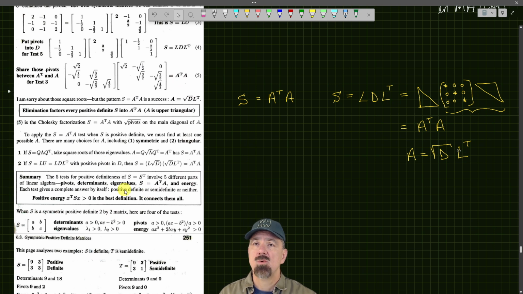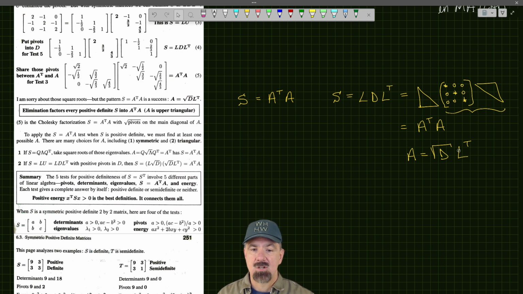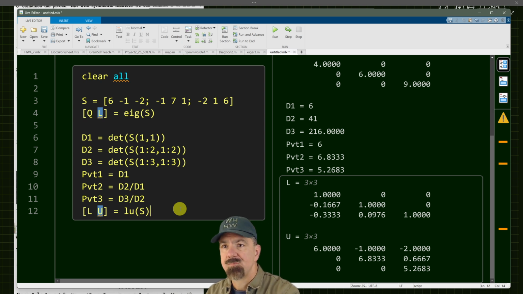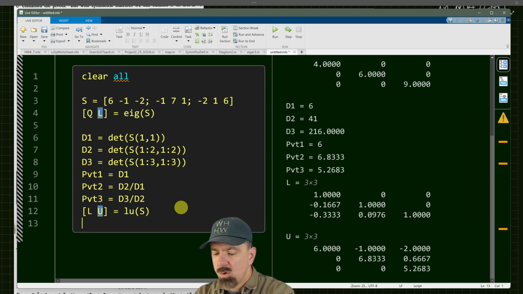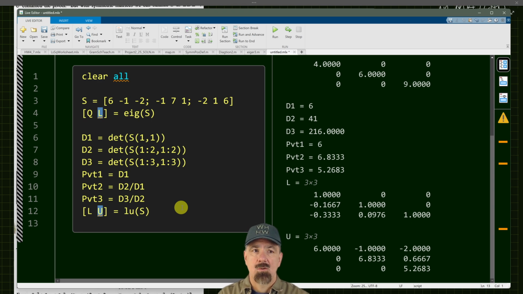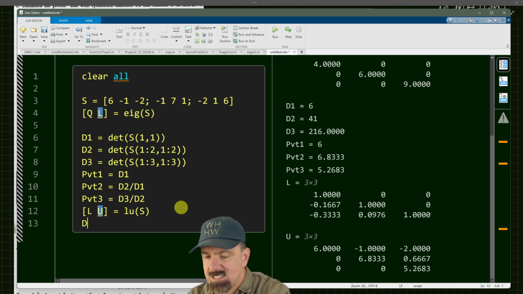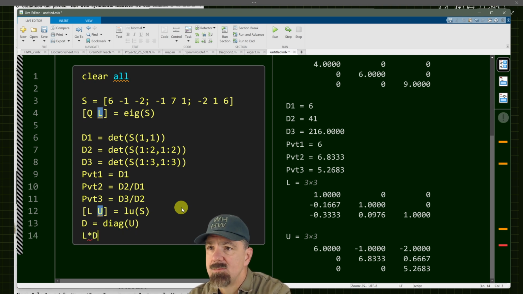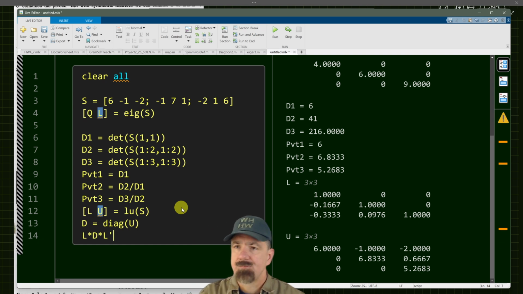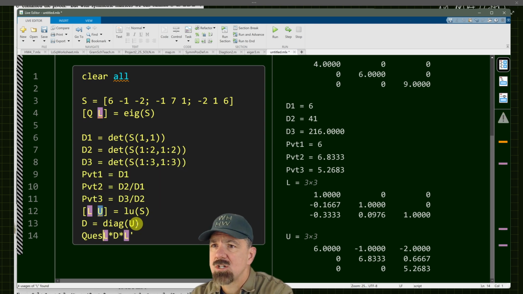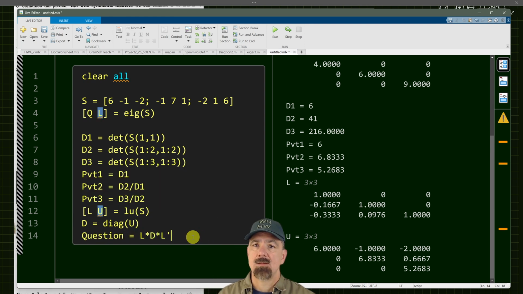We leave you to read through this example. So he provides a specific example here, and he gives us the representation for A. I want to go back to MATLAB and show you how we're going to do this here. So what we're going to do is write down L times D times L transpose, and let's just take a look at that. So if I set D equal to the diagonal matrix of U, then what is L times D times L transpose? And so this is our question. What is L times D times L transpose?